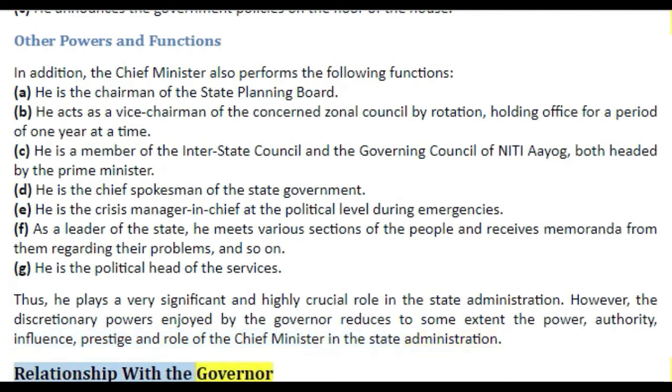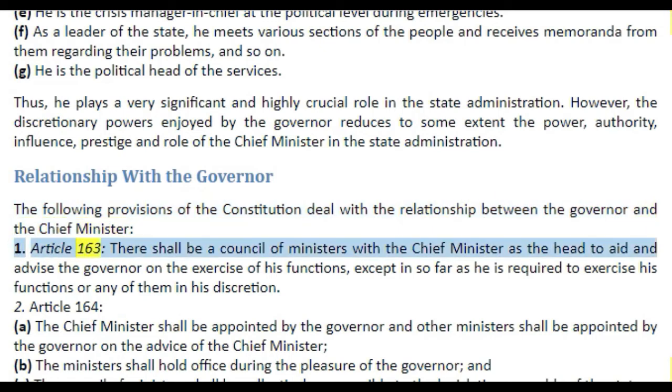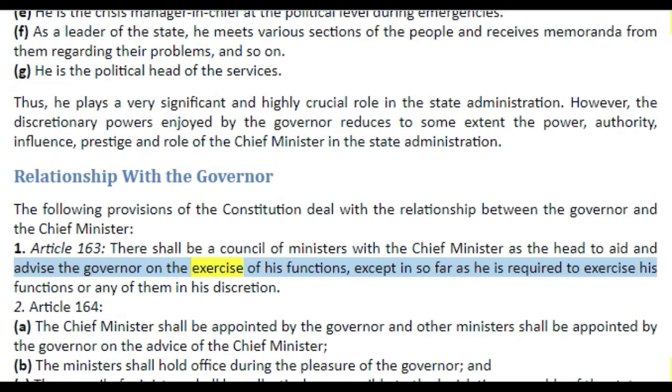Relationship with the Governor. The following provisions of the Constitution deal with the relationship between the Governor and the Chief Minister. 1. Article 163. There shall be a Council of Ministers, with the Chief Minister as the head to aid and advise the Governor on the exercise of his functions, except in so far as he is required to exercise his functions or any of them in his discretion.